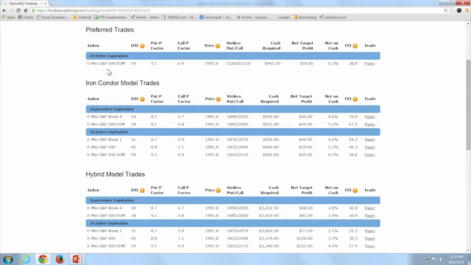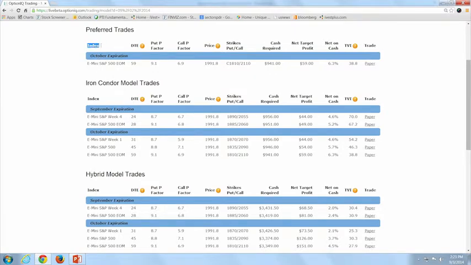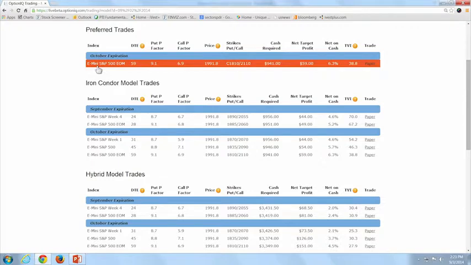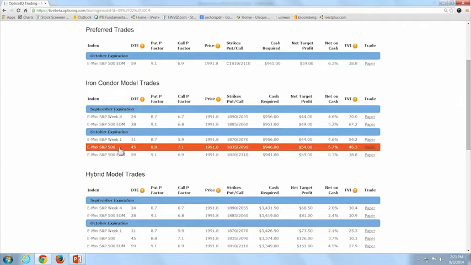Now let me just walk through the data that you're seeing on this screen to make sure everybody understands what's here. You'll notice you have at the top of the screen an index. So what index are we actually trading? It's going to tell us the E-mini S&P 500, and it says EOM. EOM stands for end of month. This option expires on the last trading day of the month. You'll see other options, week 4, week 1. You'll see one that doesn't show any weeks, which is actually week 3.